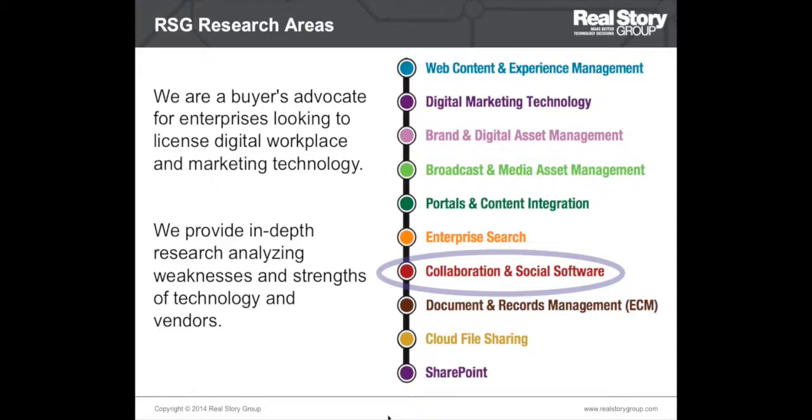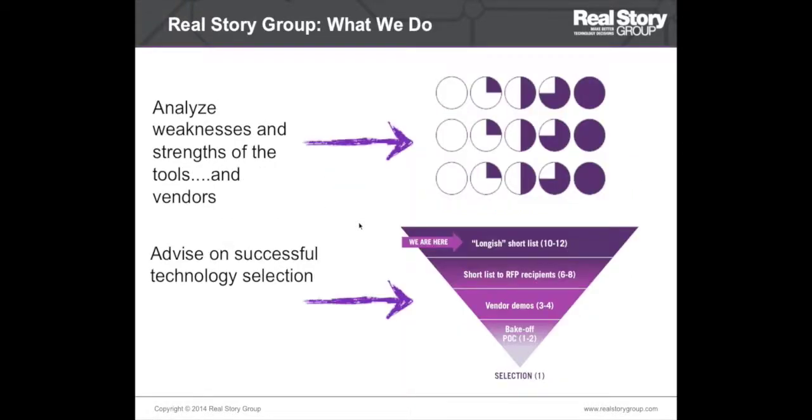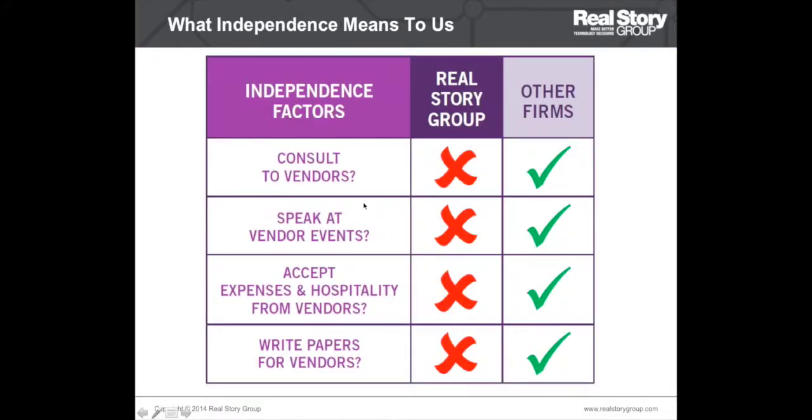But obviously, we cover a number of other adjacent technologies as well that sometimes overlap with collaboration and social software, but anyway, could be part and parcel of your digital workplace or digital marketing ecosystem. So we analyze the vendors and we advise subscribers on really making the right technology decisions on this journey so that they can be successful in doing what they need to do. And I'll be describing that methodology to you a little bit later today.